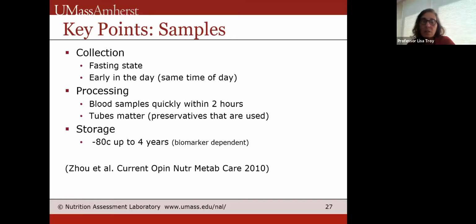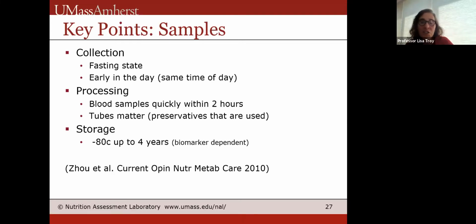These considerations, and making them consistent, are really important, even if it's the same person, trying to do it at the same time of day for longitudinal studies. With processing blood samples, the biomarkers that I talked about are pretty stable in the blood, but you want to make sure that if you're collecting blood, it's being processed within 2 hours or so.